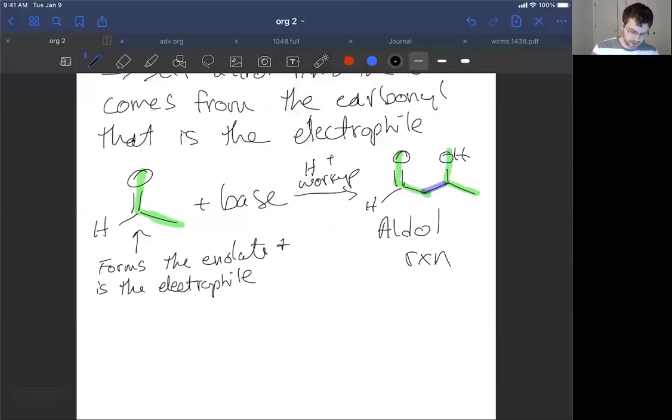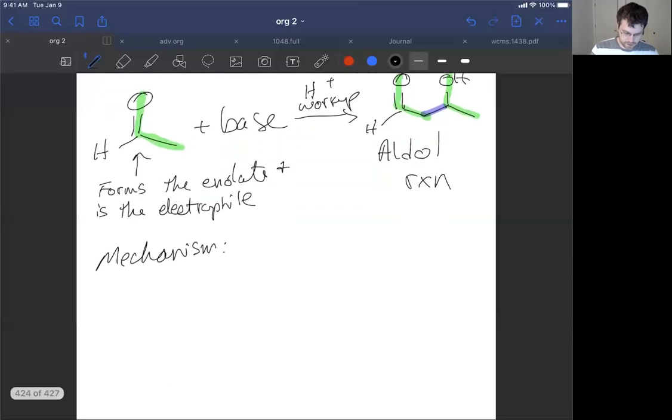Okay, so let's look at the mechanism for the above reaction. So what we're doing here is we're taking some of this, and it has 3 alpha hydrogens. We're reacting it with a base that we assume is suitable enough to generate an enolate.